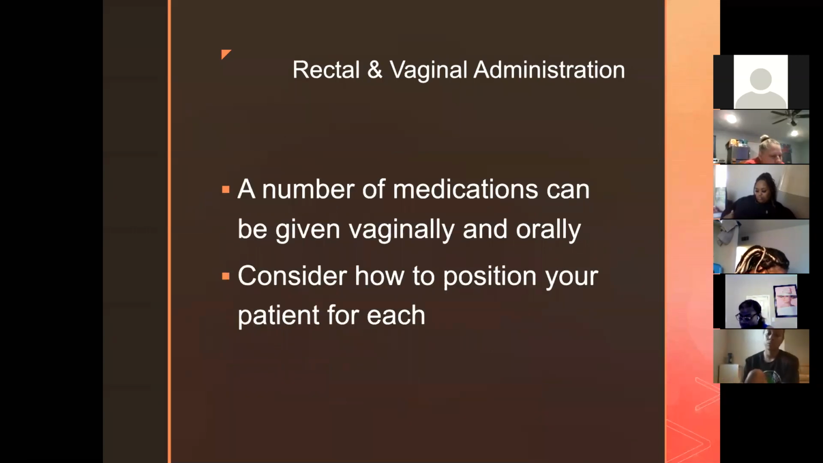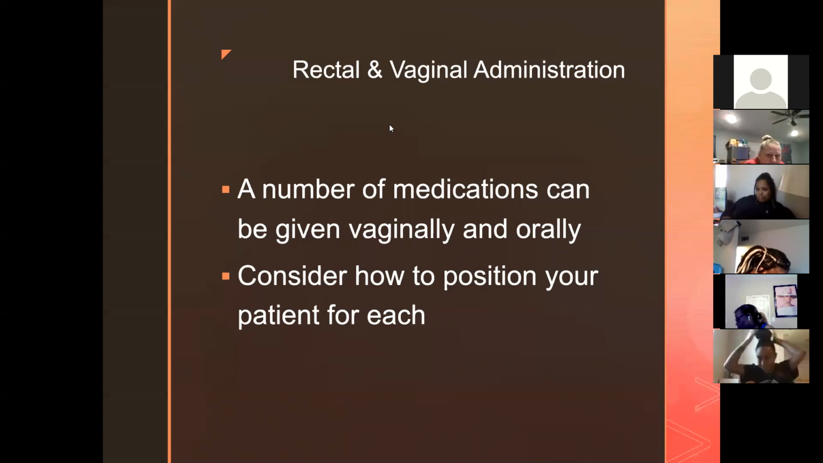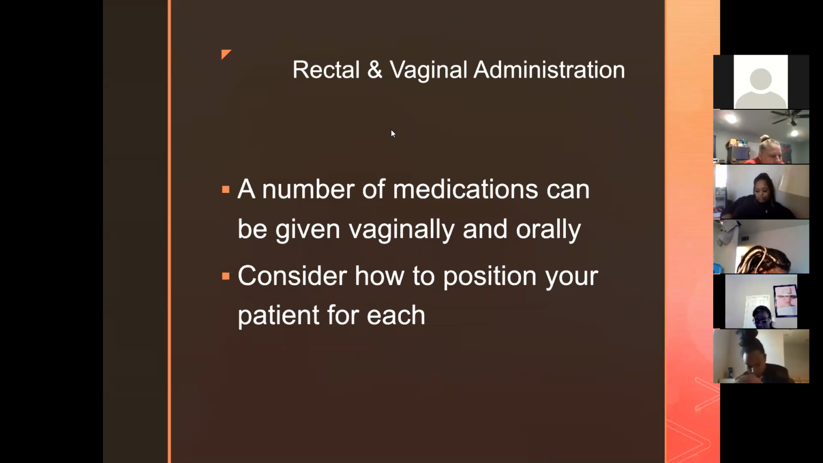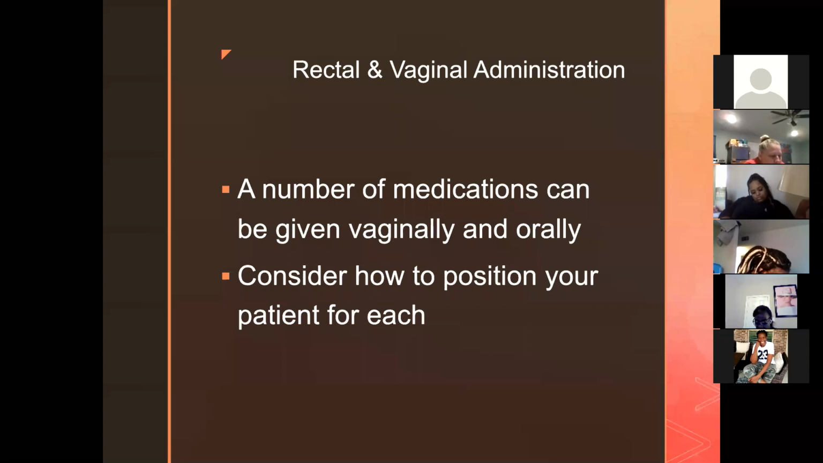I do not know why rectal and vaginal medication is here in our eye and ear medication administration, but it's in here, so we're talking about it. It must be something that you guys need to know, so I would know this. There's many medications that can be given vaginally or rectally, not orally, rectally. Make sure you know how to position your patient for each of those medications.